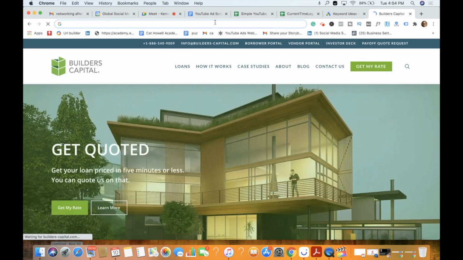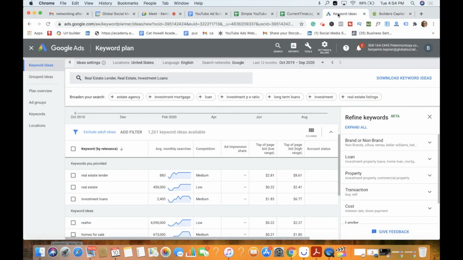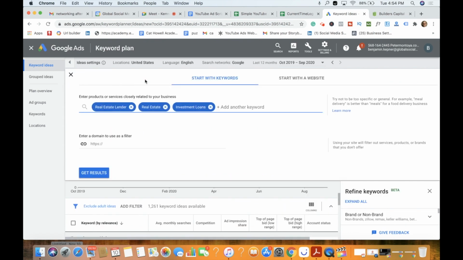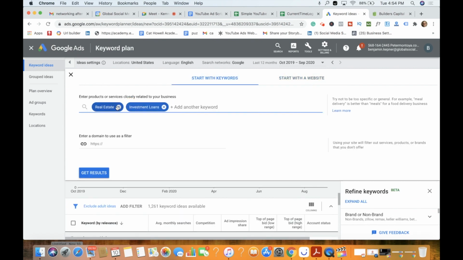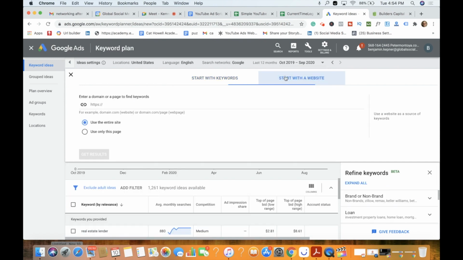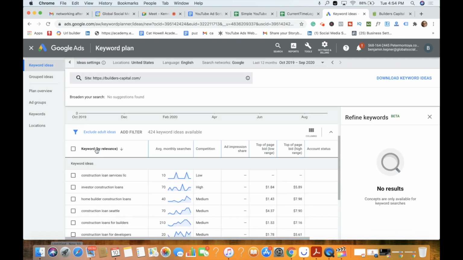So what I can do outside of keyword research is go back to this, and instead of saying start with keywords, I can do start with a website. And so I can remove all of these keywords and see if any of my competitors have run Google or YouTube ads in the past. And sure enough, Builders Capital has run Google ads, and these are the keywords that people have used to hit their website.